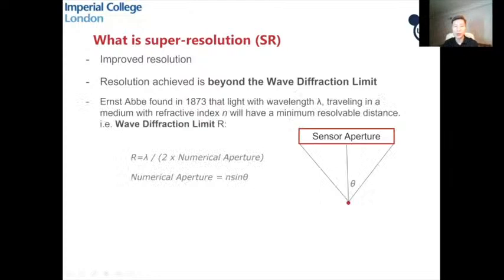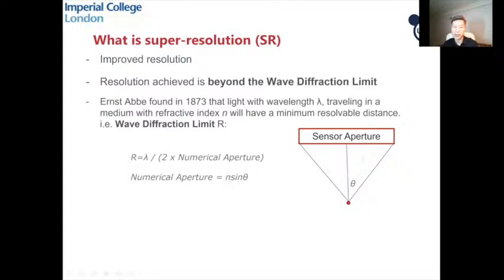So what is this wave diffraction limit? This is a German physicist. He found this in optics, in light. The light with wavelength lambda traveling in a medium with a refractive index n will have a minimum resolvable distance. So this is the wave diffraction limit, r, which is equal to lambda, the wavelength of the light, divided by 2 times the numerical aperture.